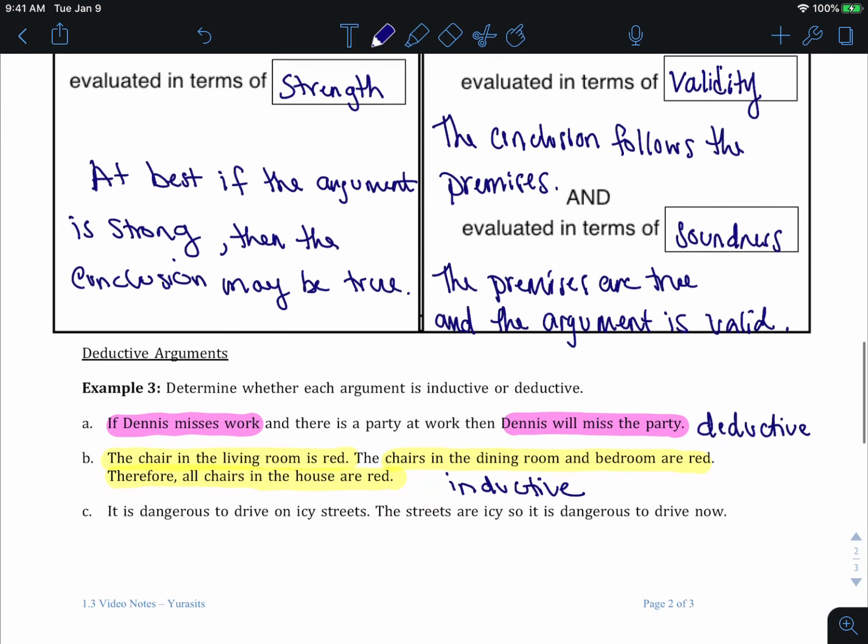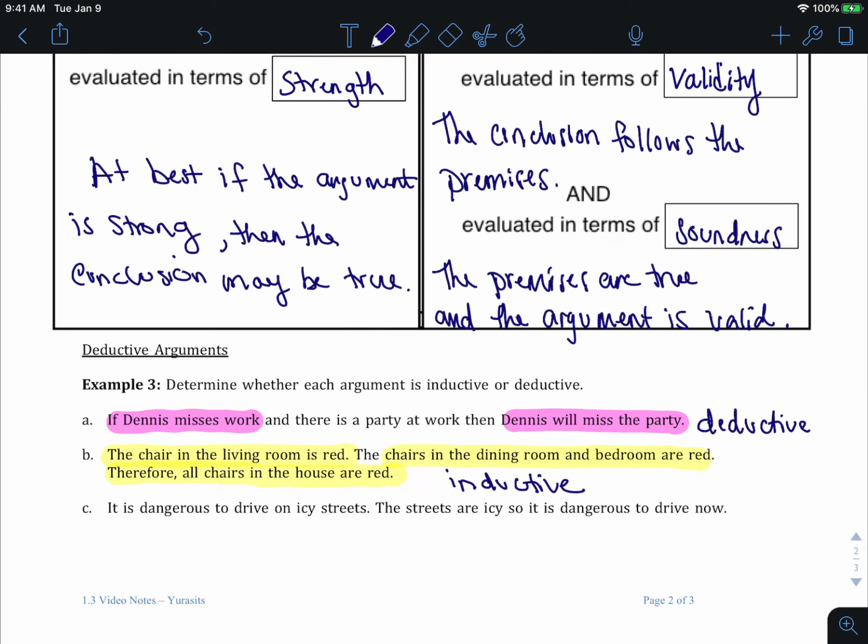So let's try the last one. It is dangerous to drive on icy streets. The streets are icy, so it is dangerous to drive now. So we go from something pretty general, right, to something way more specific. It's dangerous right now. And so that's why this argument is deductive.